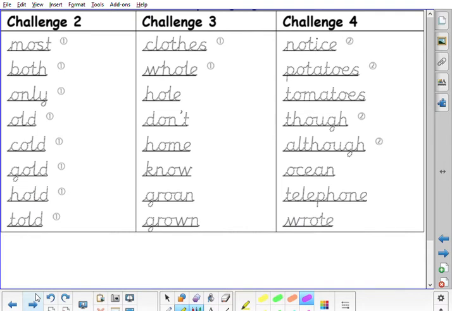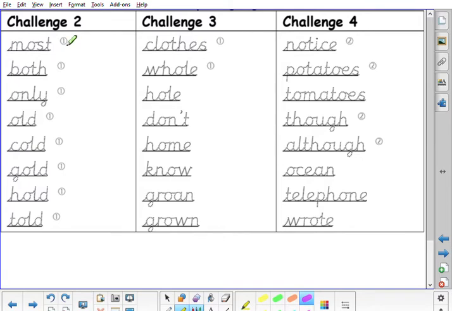Here are the words. Let's make sure we know what they say. We've got most, both, only, old, cold, gold, hold, and told. That's challenge 2, slightly harder than that. Clothes, whole, don't, home, no, grown. Notice we've got a homophone there and a homophone there. Watch out for them. And then challenge 4. Notice, potatoes, tomatoes, though, although, ocean, telephone, and wrote.